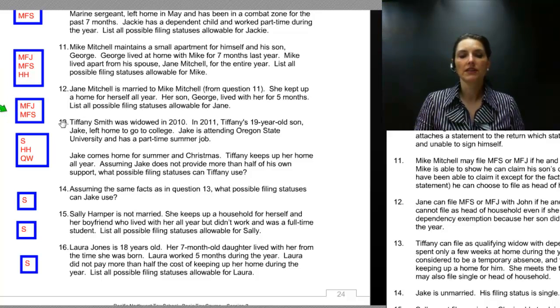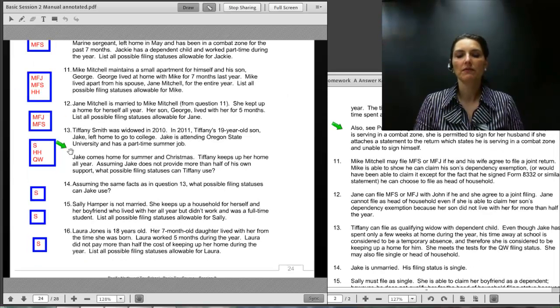Number 13, Tiffany Smith was widowed in 2010, and then in 2011, Tiffany's 19-year-old son, Jake, left home to go to college. Jake is attending Oregon State University and has a part-time summer job. Jake comes home for summer and Christmas. Tiffany keeps up her home all year. Assuming Jake does not provide more than half of his own support, what possible filing statuses can Tiffany use?